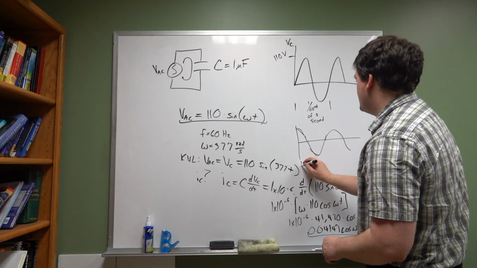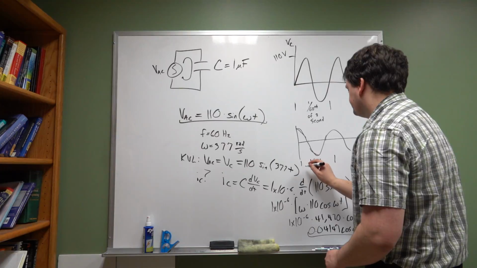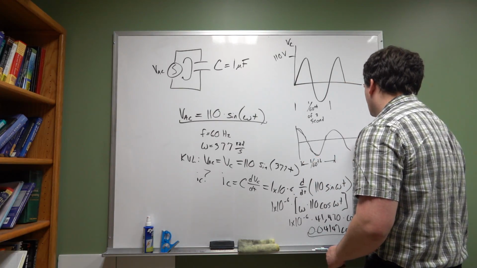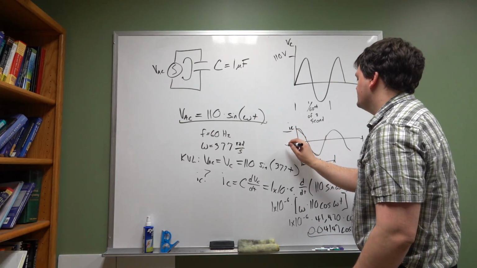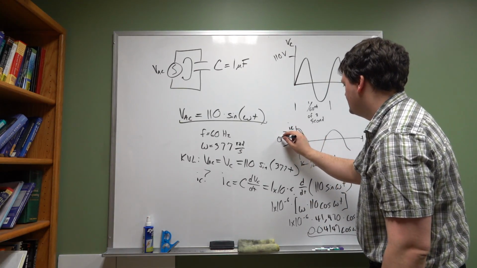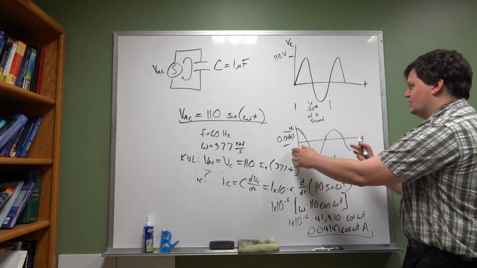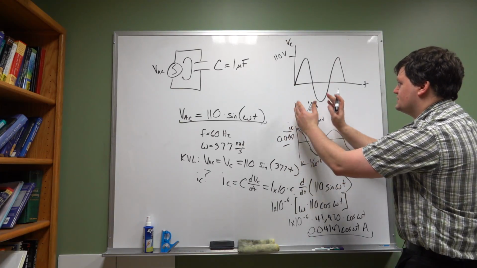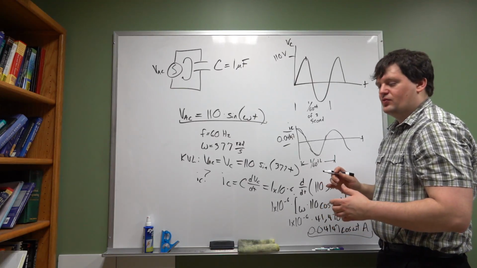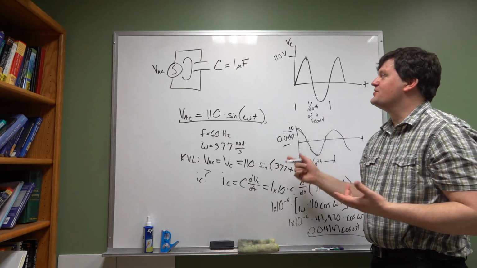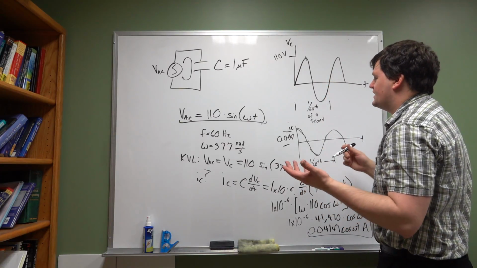It has the same period. This here is 1/60th of a second. This is IC. Okay, and the amplitude here is 0.04147 amps. But it's moved. It's as if we took this function and moved it this way. That is the function of when we identified phi, that phase shift angle.